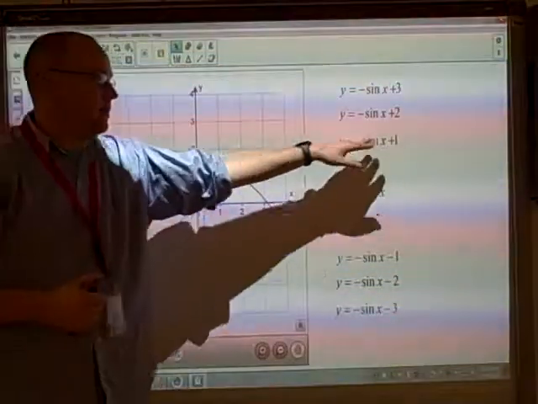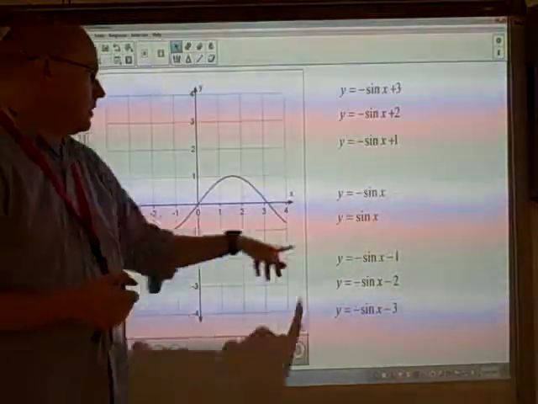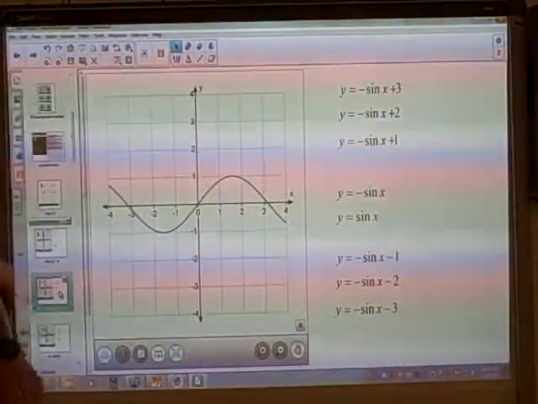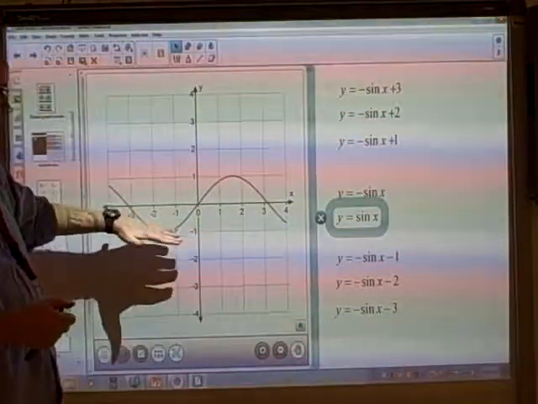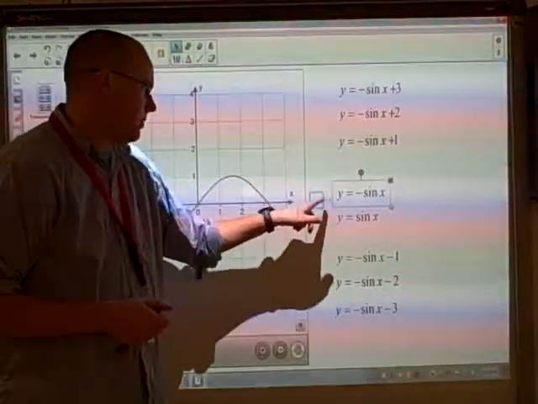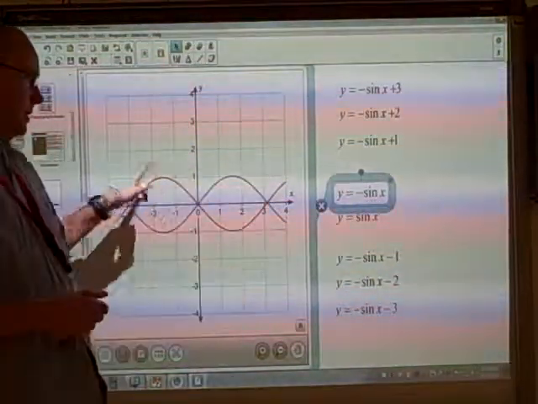So if I'm going to do negative sine x plus 1, I need to do negative sine x first and then add on 1. So negative sine x is just your reflection in the x-axis. So this is going to come down here, and this is going to move up here. And we should be able to see that on this next graph. So that's what the graph of negative sine x looks like.